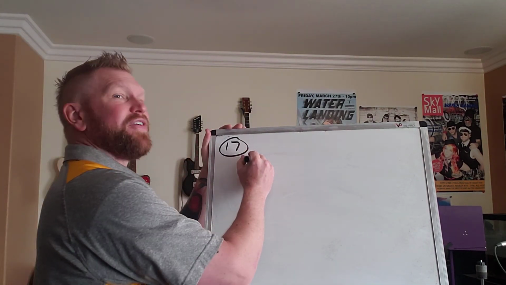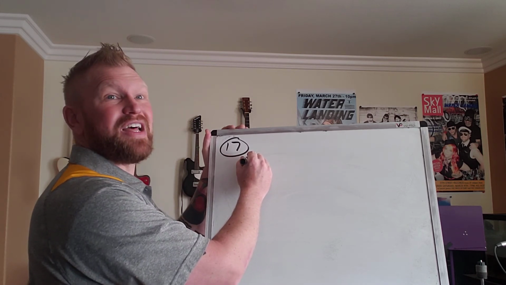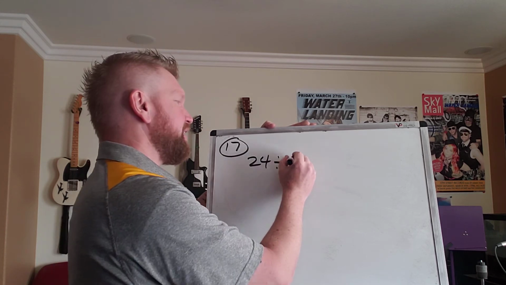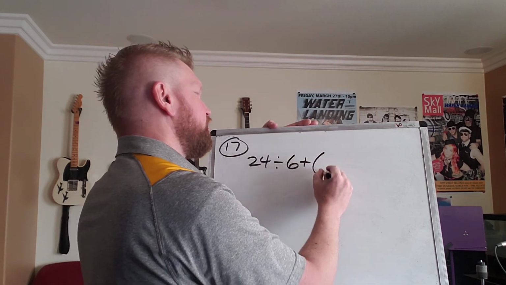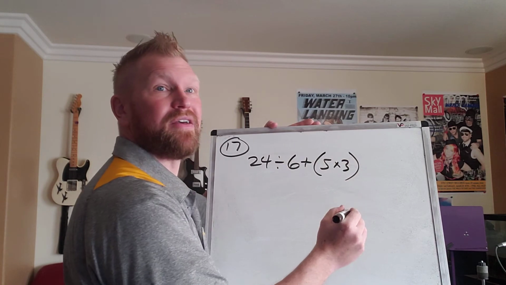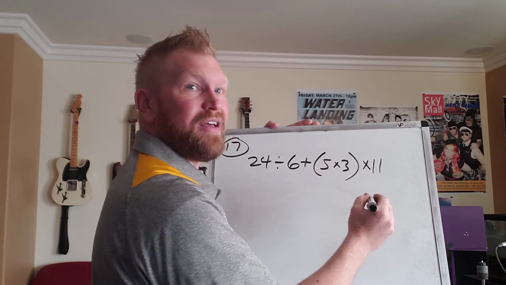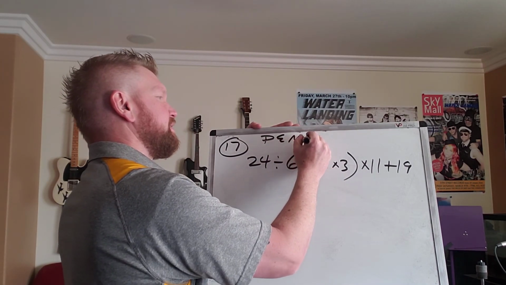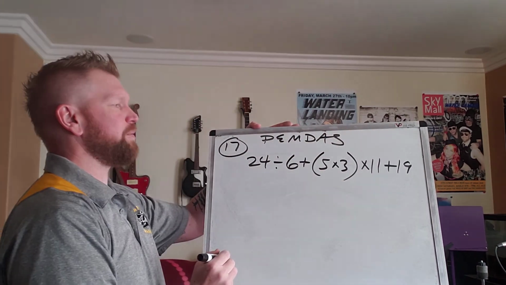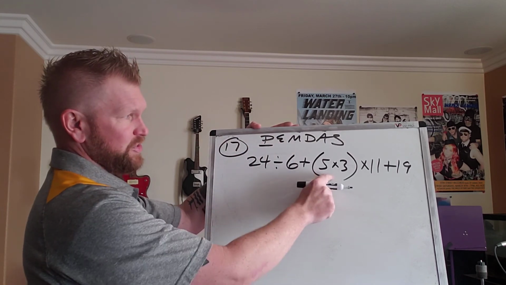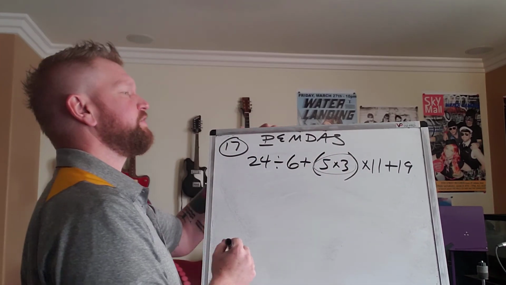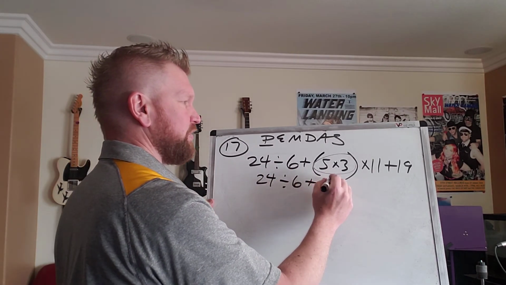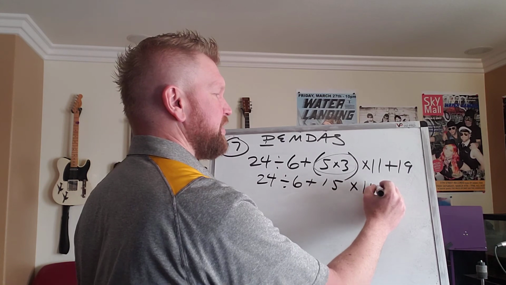Question 17 is the order of operations. Not 27, 17, I should say. The problem is 24 divided by 6 plus the quantity of 5 times 3 times 11 plus 19. All right, so PEMDAS helps us to remember the order of operations. Parentheses first. There's parentheses. We got to do that. That equals 15. Bring your work down. 24 divided by 6 plus 15 times 11 plus 19.